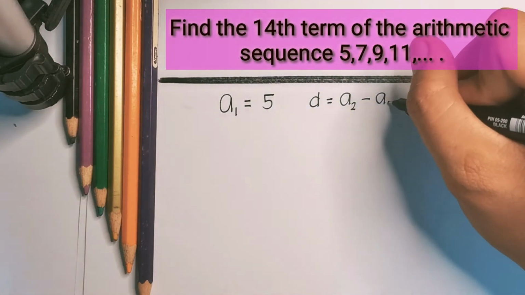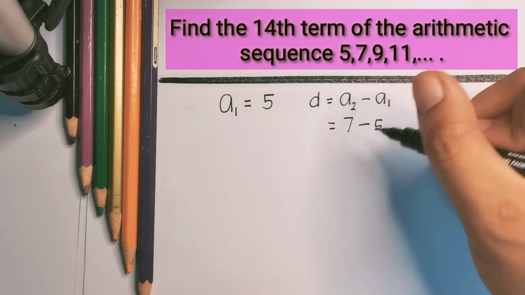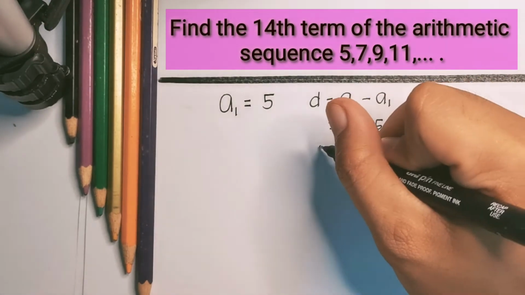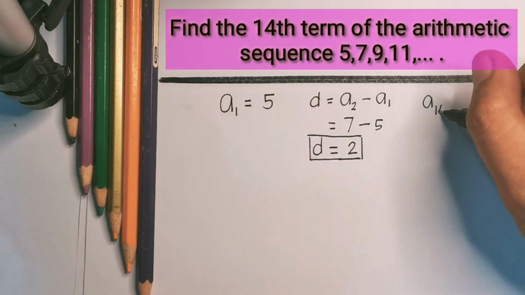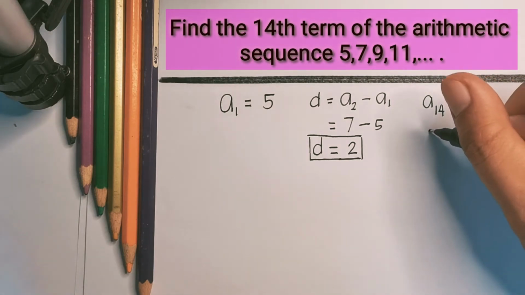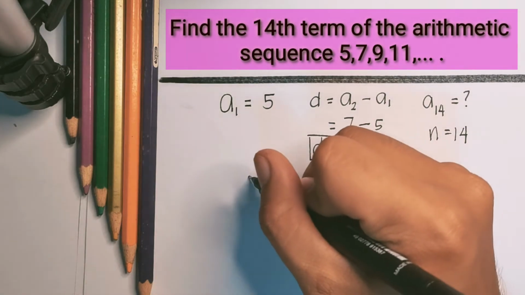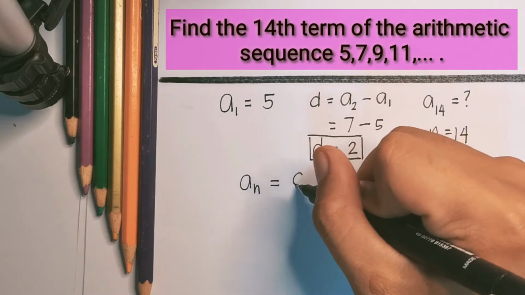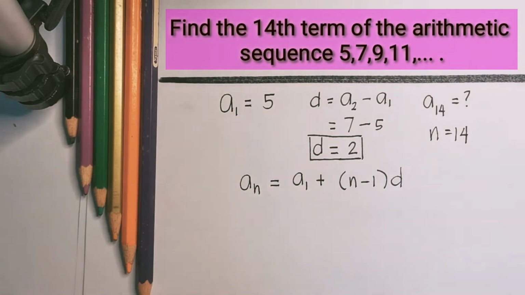minus a sub 1. Ang value ng ating a sub 2 ay 7 minus a sub 1, that is 5. And 7 minus 5, that is equal to 2. So, ang ibig sabihin, ang common difference natin ay 2. At ang hinahanap natin ay a sub 14. Meaning, ang ating value ng n ay 14. Okay. So, para mahanap natin ang a sub 14, unang gagawin natin, isulat natin ang formula. So, ang formula para makuha ang nth term ng arithmetic sequence ay a sub n equals a sub 1 plus the quantity of n minus 1 times the common difference.